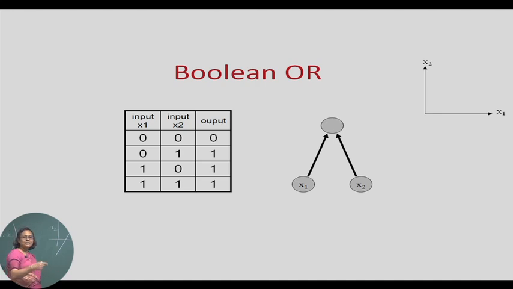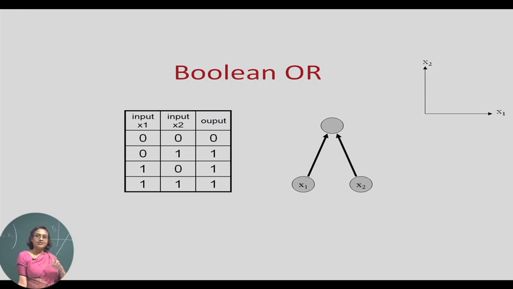Now, this is an example of a function which can be represented by a single layer perceptron, and this particular function is the Boolean OR function, which most of you are familiar with. The Boolean OR function outputs 1 if any of the inputs is 1, and outputs 0 only if all the inputs are not 1. Now, this function can be represented by a single layer perceptron, and learning the function means learning the weights on the corresponding edges.